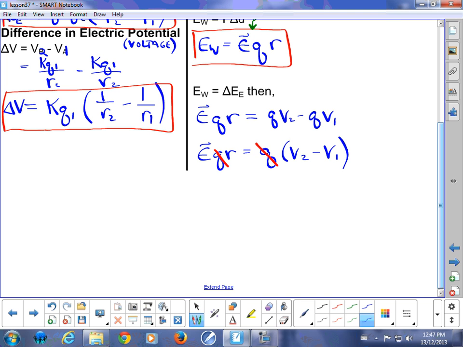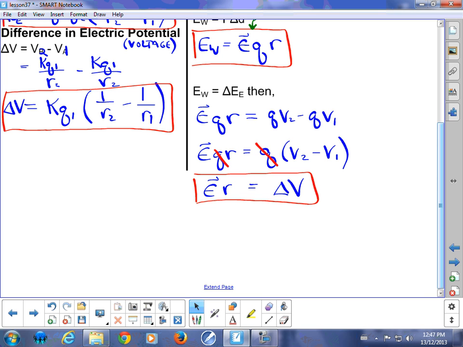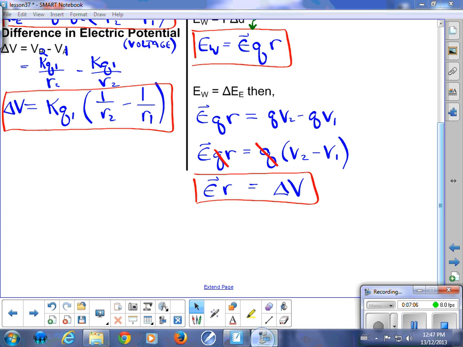And on the right side, V2 minus V1 is just the change in voltage, or the difference in voltage. On the left side, we're left with electric field strength multiplied by that radius. So we have that formula then too. It's one of the last ones that we have for our electric field theory. Okay, so there we go. I've thrown a whole bunch of formulas at you, and the whole key here is to keep them straight.